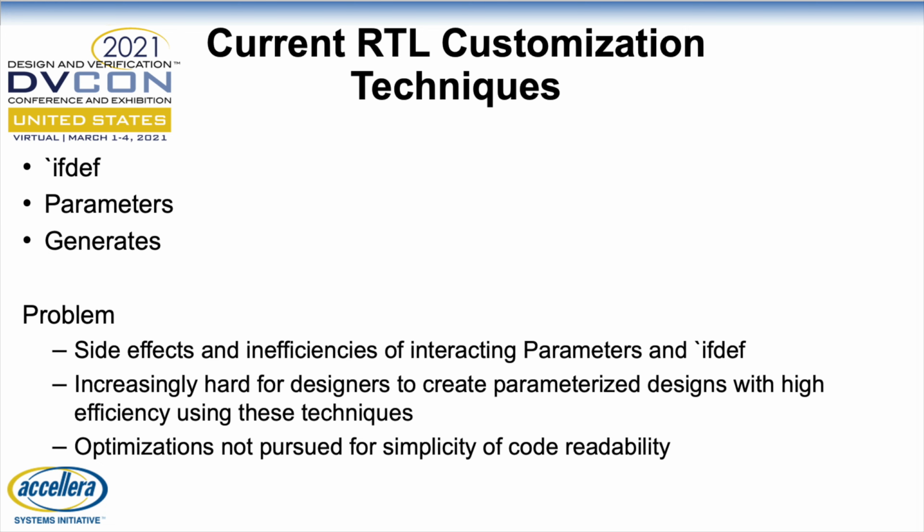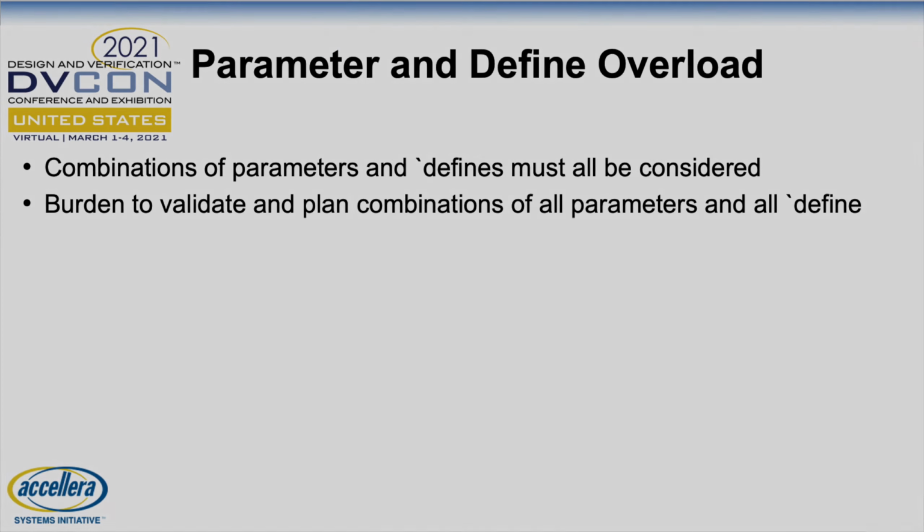There are side effects and inefficiencies of interacting parameters and ifdefs. When you make something that's parameterized and has defines in it, you have to make sure that they can all work together through all the different combinations. It creates this huge burden up front to validate that all the combinations of the parameters and defines will work together.